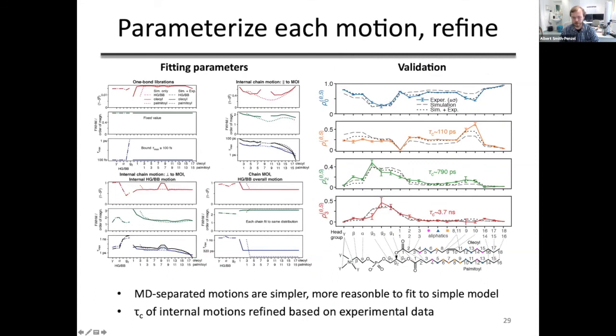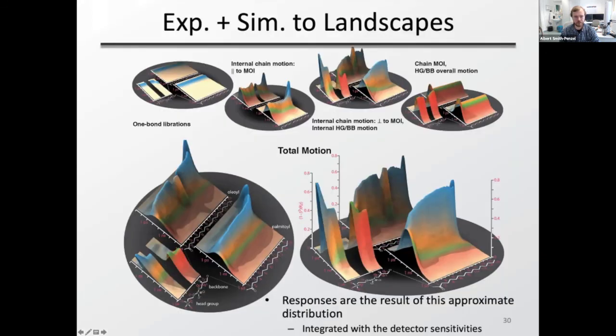We did a small refinement on the correlation time of internal motions: one parameter for every residue, for every measured experimental resonance, actually. We adjust one parameter to refine the results to match the experiment better. Then we get a picture of the distribution of correlation times as a function of position in the molecule for each of those individual motions. We can combine all these individual motions to get the total motion, so we get the total distribution.